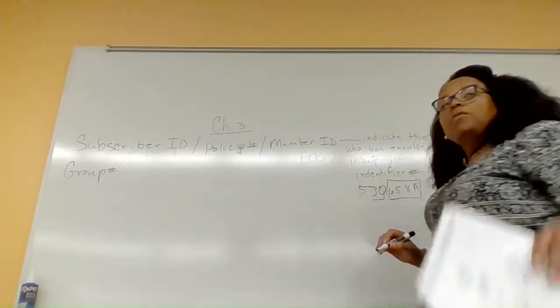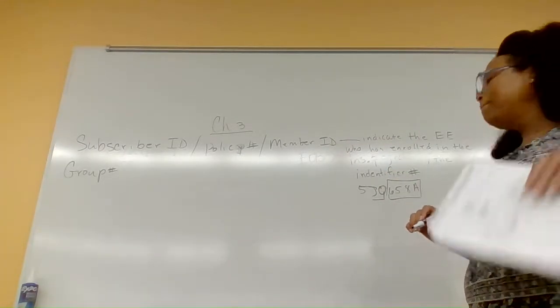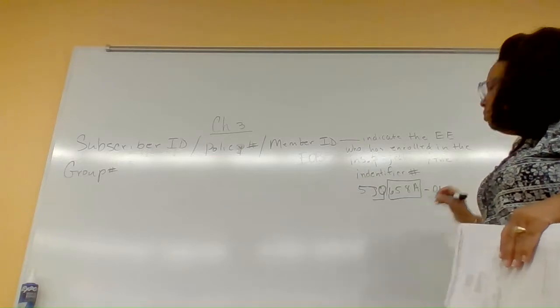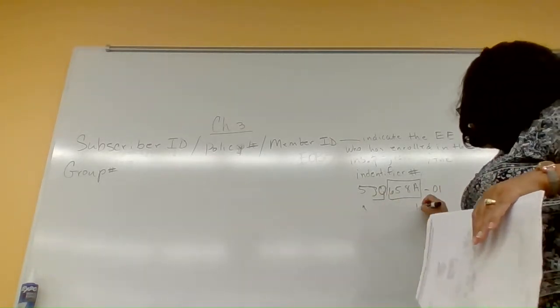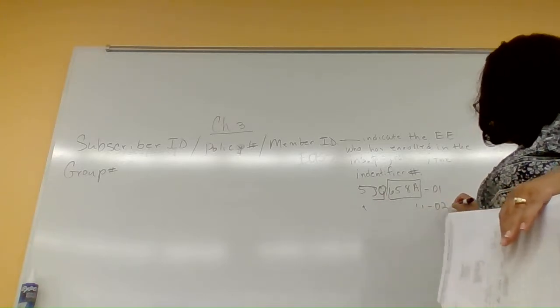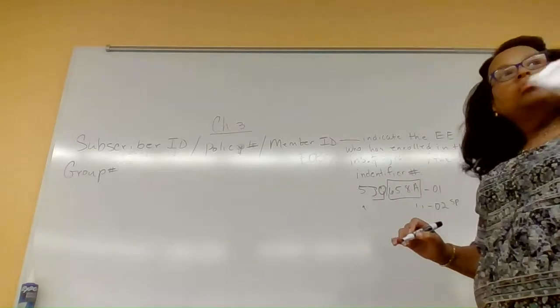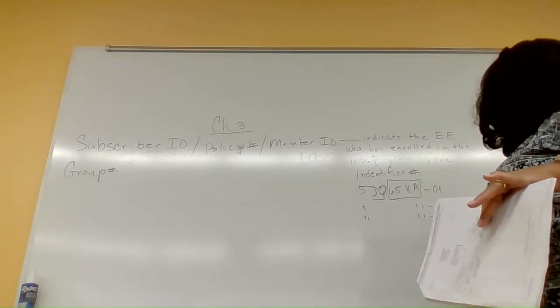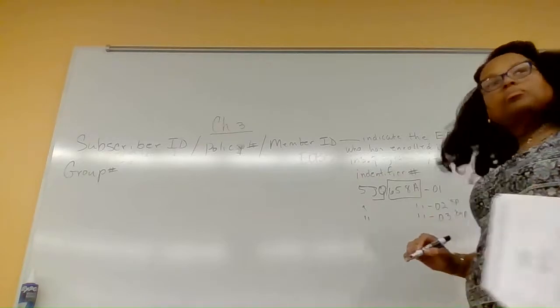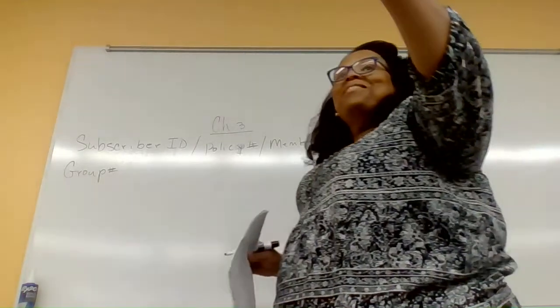Now, have you ever come across, it used to be where they had 01 for the employee, and this would be the same thing, and it has 02 for the spouse, okay? And then this would be the same thing, and it has 03 for dependent. Okay? Very good. Very, very good.